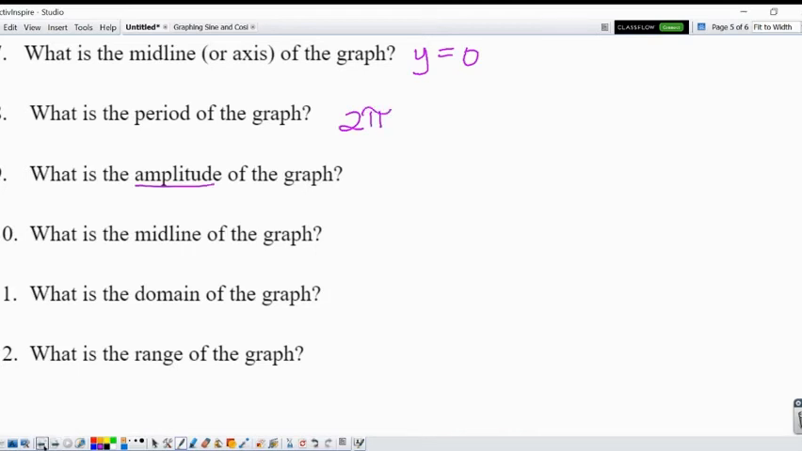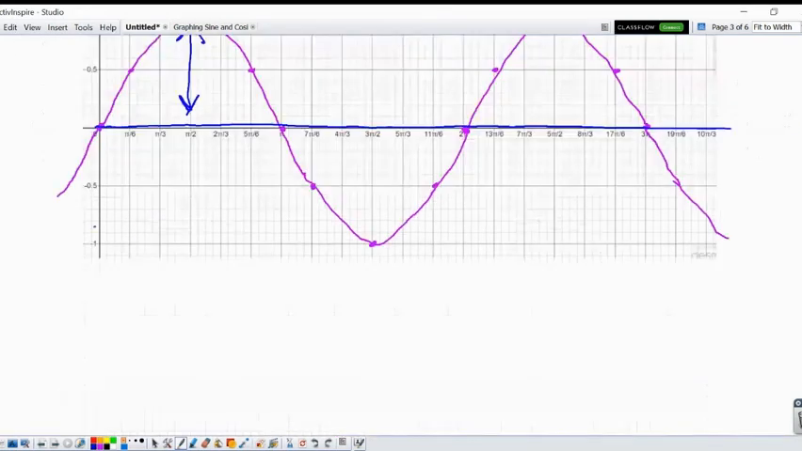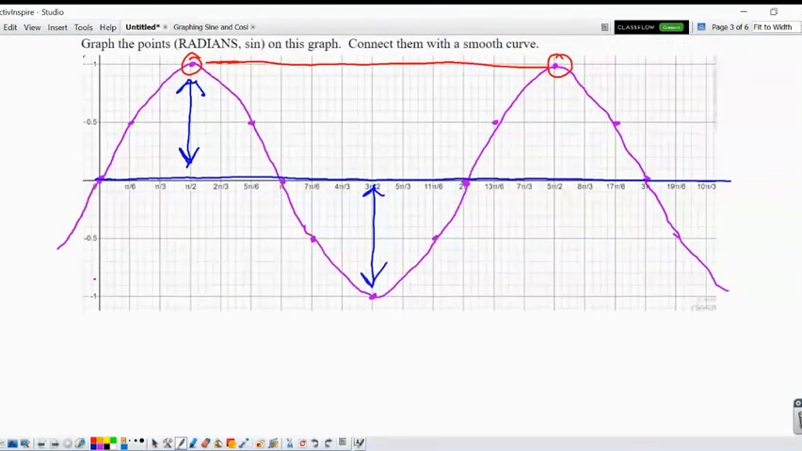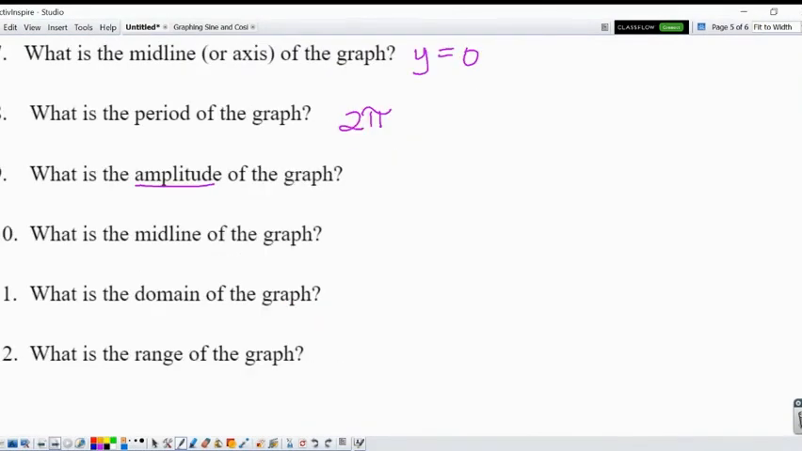Amplitude. Remember that amplitude is the distance between the midline and the maximum or the minimum. So amplitude can either be here or amplitude can be here below the midline. Either way, that is a distance of 1 unit. It is always positive. So this is a graph where we can look and say that the amplitude is 1.